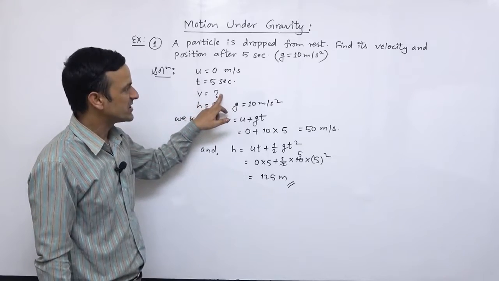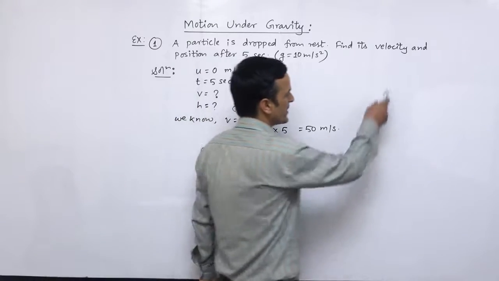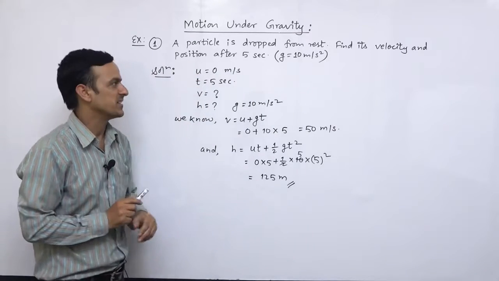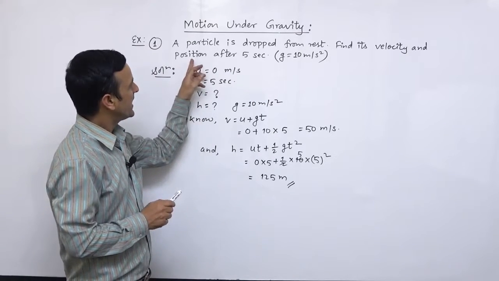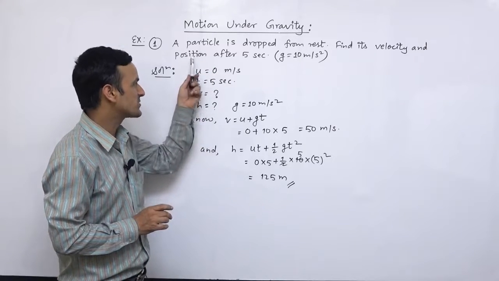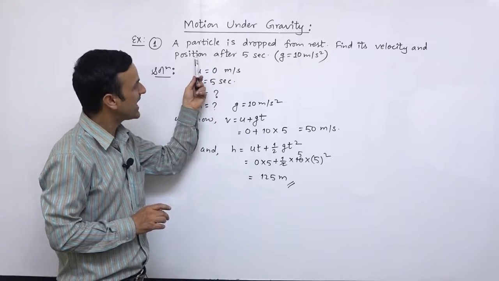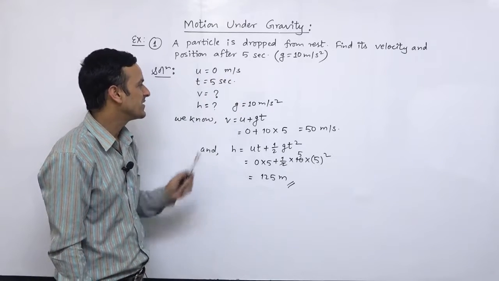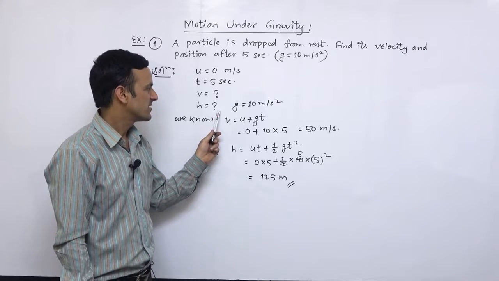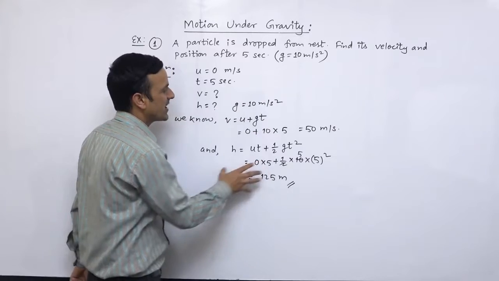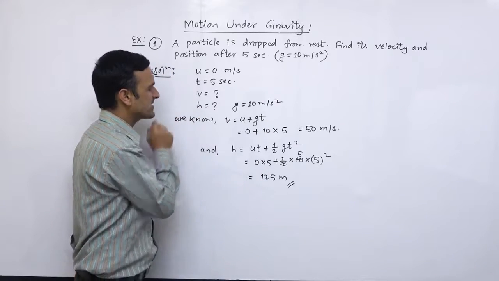And final velocity is what? We are going to find this velocity and position after 5 seconds. So after 5 seconds, at what distance is covered by that particle? We have to find this position. That means at what height or at what distance it covers after 5 seconds. So this is h. From the provided information, we can find out the value of v and h like this.